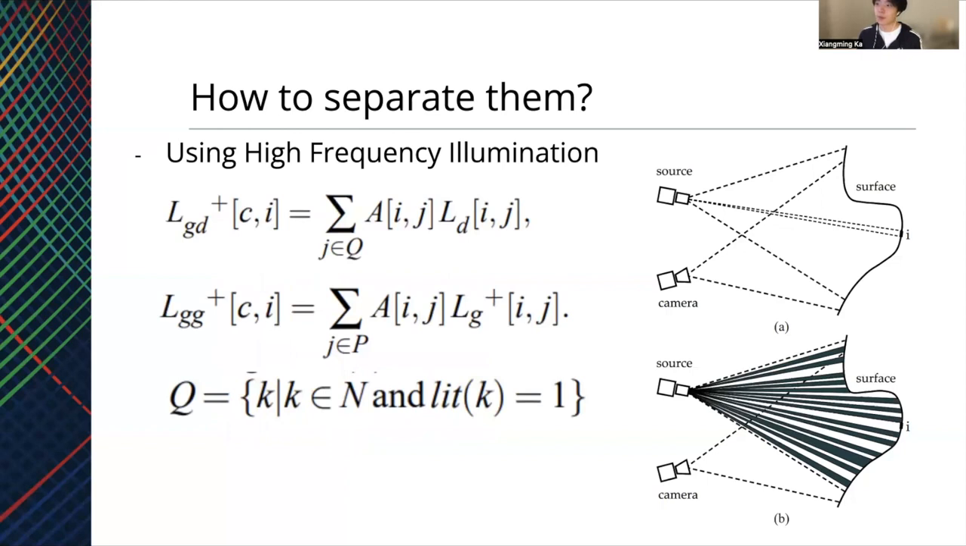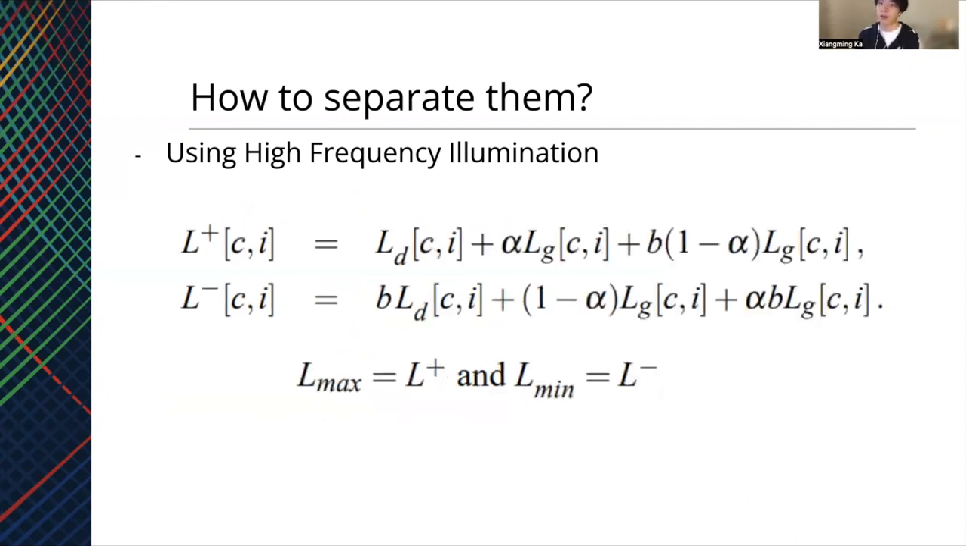Well, let us assume that only a fraction of the scene pixels are activated, and those activated pixels are well distributed over the entire scene to produce a high-frequency illumination pattern. The set of illuminated patches can be denoted as Q, where the function lit indicates whether a patch is illuminated or not. Then the above components become the following equations. And finally, we compute the direct and global components of the scene using the maximal and minimal brightness values at each camera pixel.